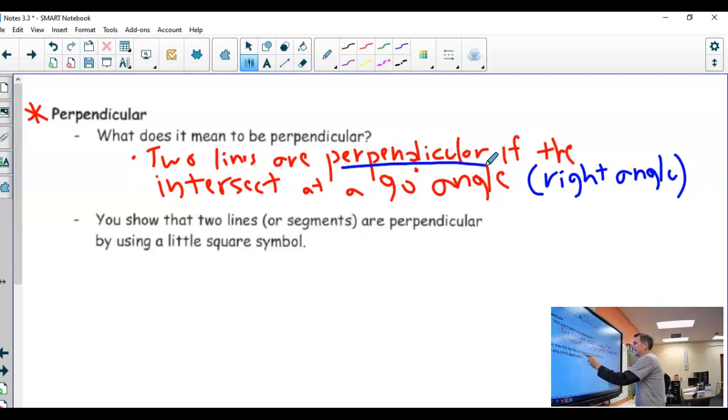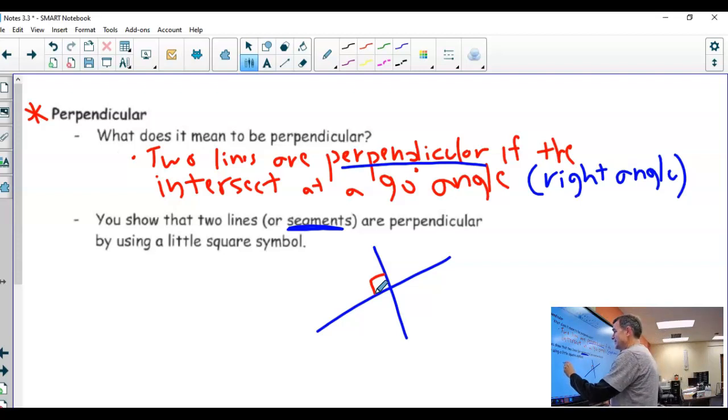You show that two lines or segments are perpendicular by using a little square symbol. So if I have two lines and they are perpendicular to each other, right, there's a little square you put in there that shows, hey, those two lines make a 90-degree angle. Also, the symbol for perpendicular is an upside down T. Sometimes that's easier to use than the word perpendicular.